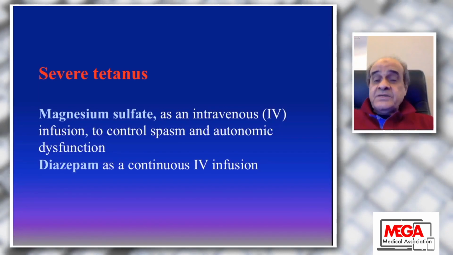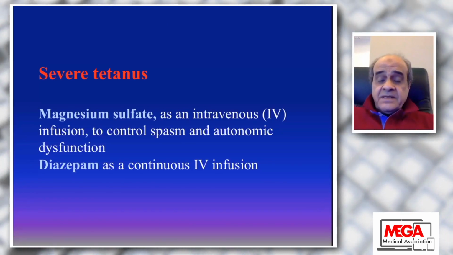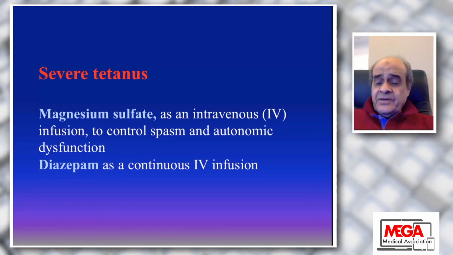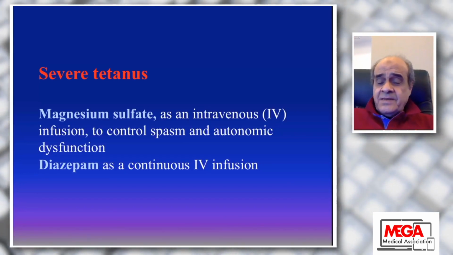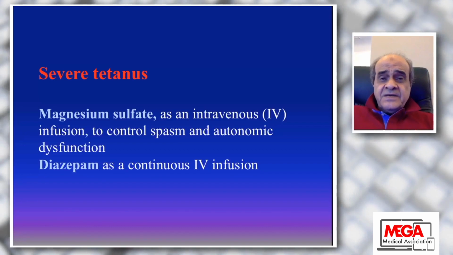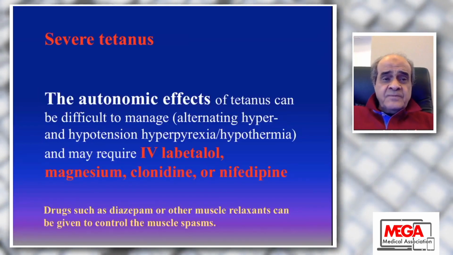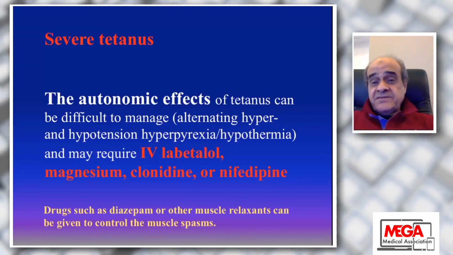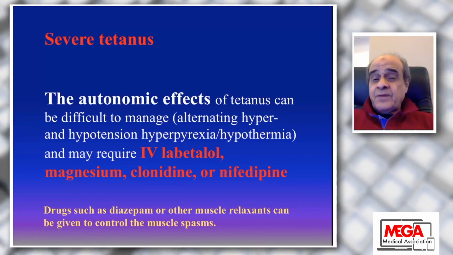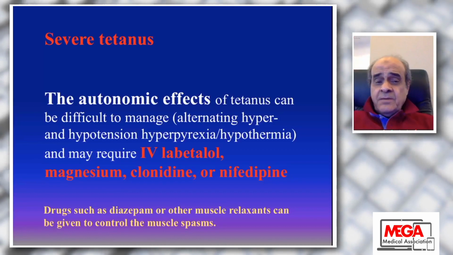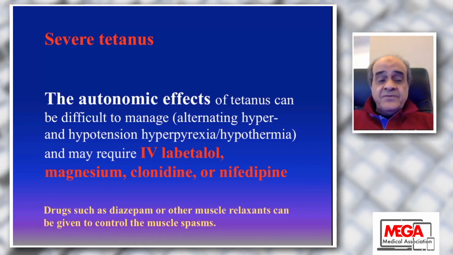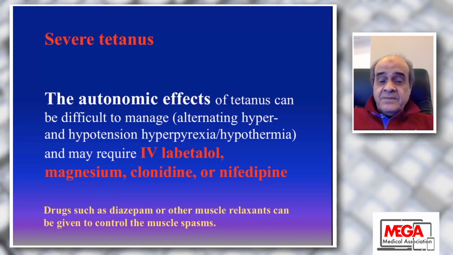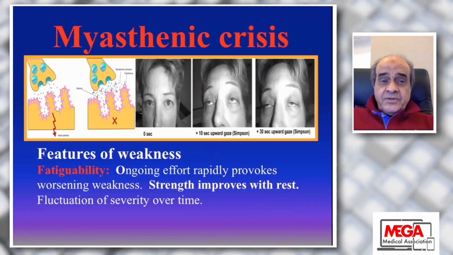As you know, benzodiazepine action is muscle relaxation, in addition to anti-anxiety, anti-apprehension, improving the patient's situation and ameliorating some side effects of the psychological problems. In severe tetanus also, the dysautonomia, as I said, is very problematic, so you have to arm yourself with labetalol, beta blocker, magnesium, clonidine, nifedipine, and other drugs such as diazepam and muscle relaxants. Very important.